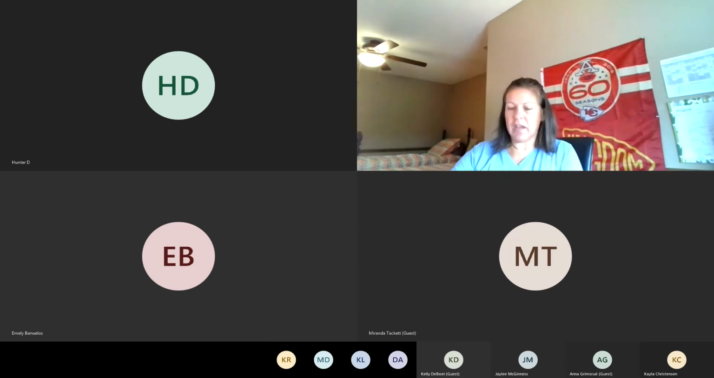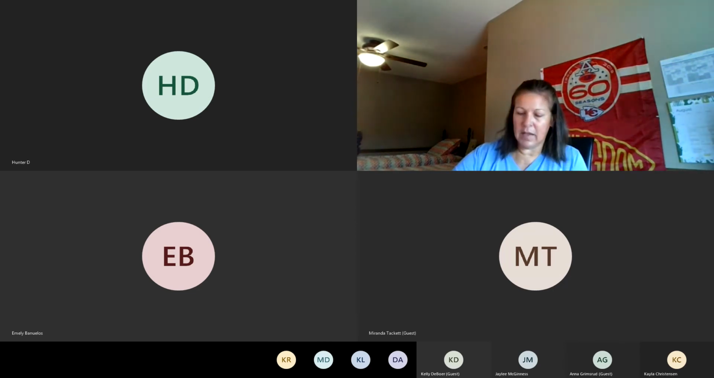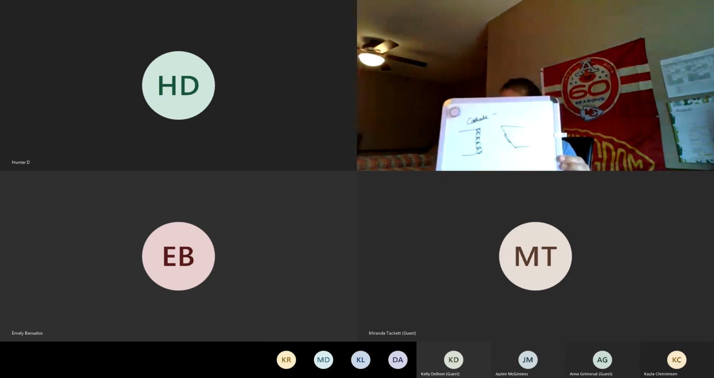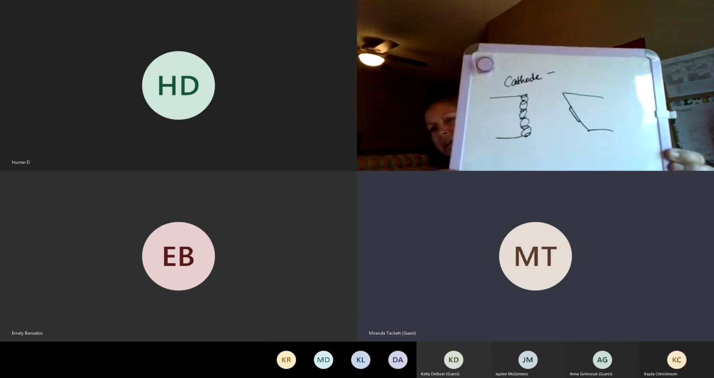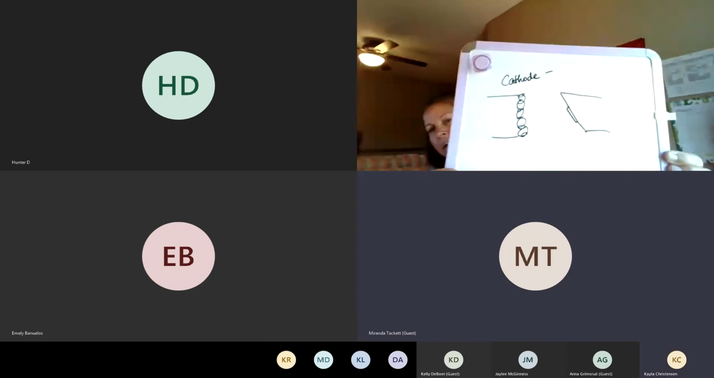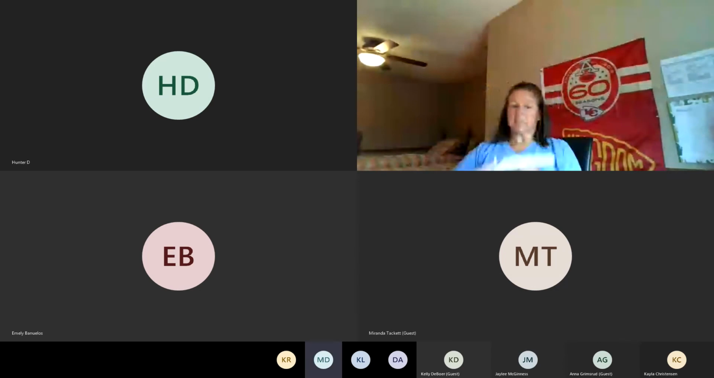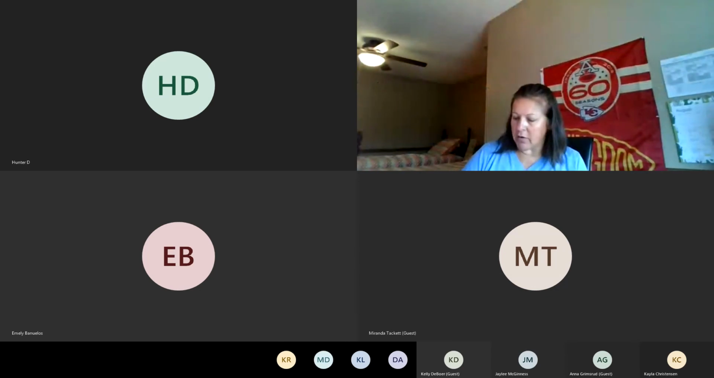Okay, I actually have a whiteboard here that I'm going to try to use. So this is the cathode on the negative side. And then I'm going to, I don't know, can you guys see that? Lift it up just a little bit. Much better. Yeah, I can see it. Okay, so we've got cathode and anode.